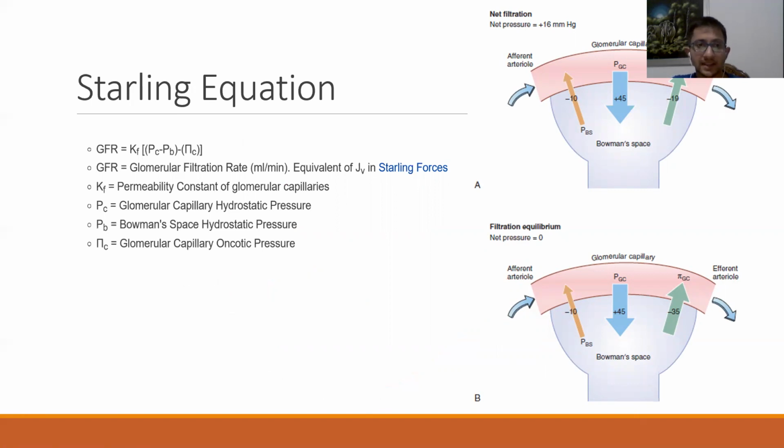We can see the pi sign over here, and that indicates oncotic pressure.